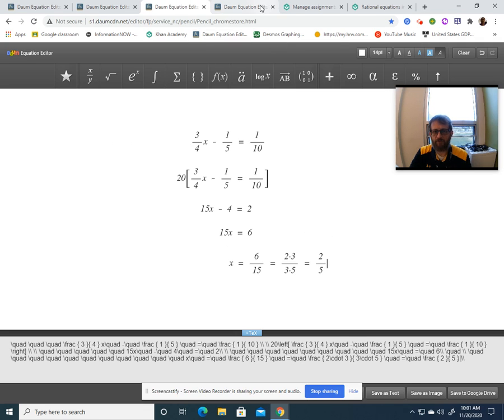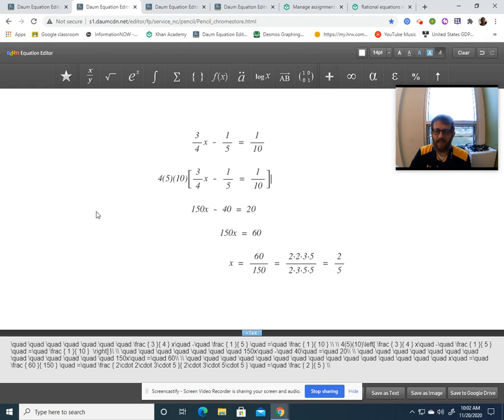So now, after doing all that, I have a very basic equation. I add 4 to both sides, I divide by 15, and then here I am reducing again. I factor tree 6 and 15, the 3s divide to give me 1, and I'm left with 2/5. That's how you handle a rational equation. You multiply by the common denominator.